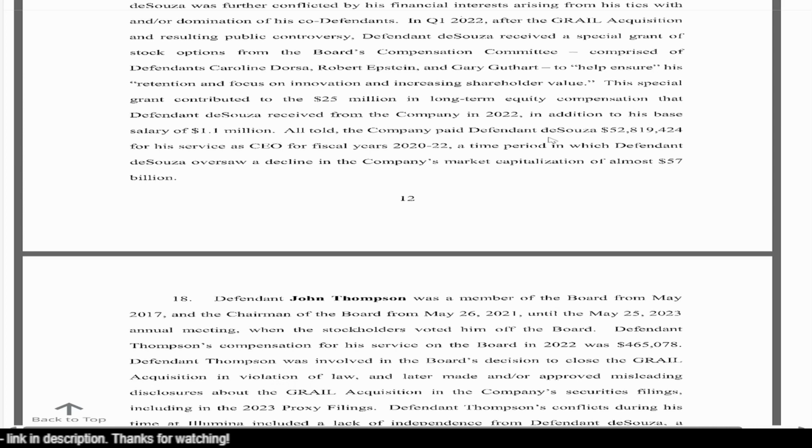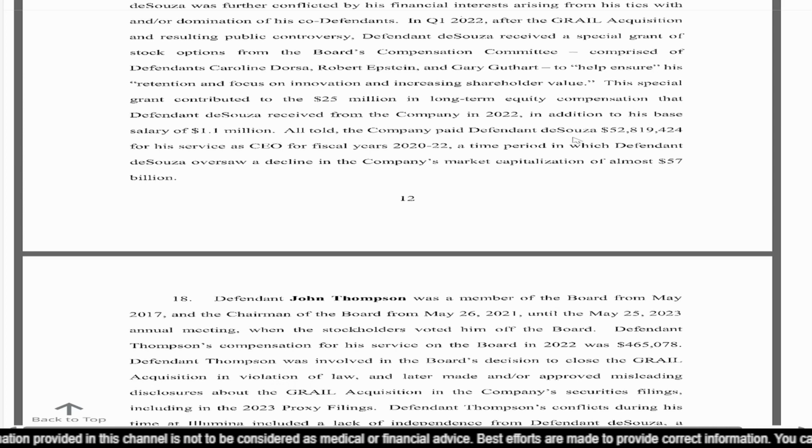All told, the company paid Defendant D'Souza $52 million for his services as CEO for fiscal years 2020 to 2022, a time period in which Defendant D'Souza oversaw a decline in the company's market capitalization of almost $57 billion.